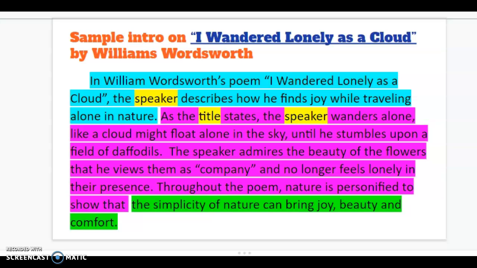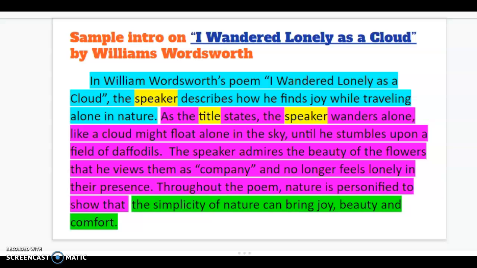And really this is different than my central idea because I say he, the speaker. And remember, in your central idea, it won't be text specific. So a main idea is text specific, central idea is not. And then the purple is my middle statement. So again, I'm just giving kind of general information about the title and the speaker and what happens in the poem to lead to my thesis.